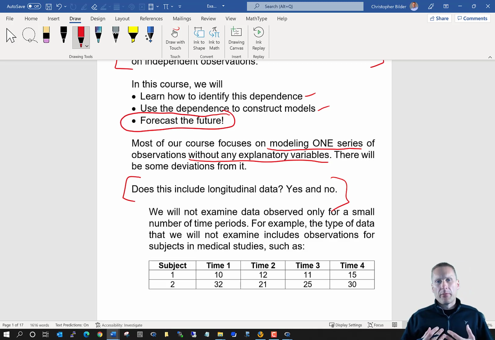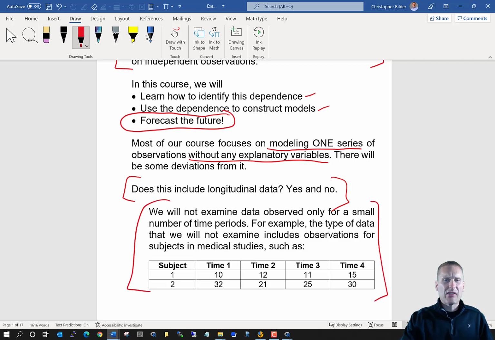Now, sometimes people coming into a time series course have a mistaken impression of what time series data or what our corresponding analysis is, what we're going to actually do. And they confuse it with what's often referred to as longitudinal data. Now, for those of you who are not familiar with longitudinal data, basically longitudinal data is data that's collected over time as well.